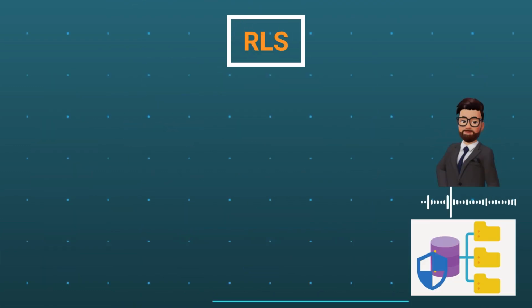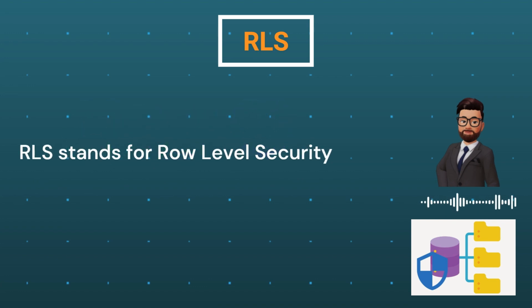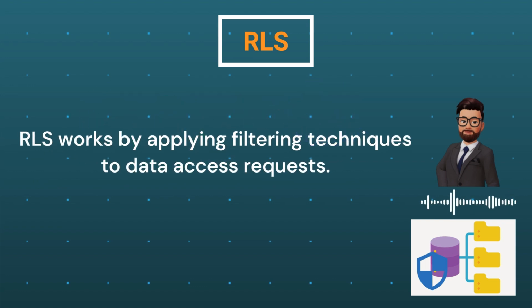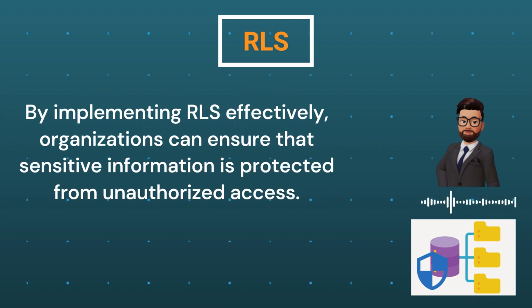In today's video, we will discuss RLS, an essential aspect of data management systems. RLS stands for Row Level Security. RLS works by applying filtering techniques to data access requests. By implementing RLS effectively, organizations can ensure that sensitive information is protected from unauthorized access.